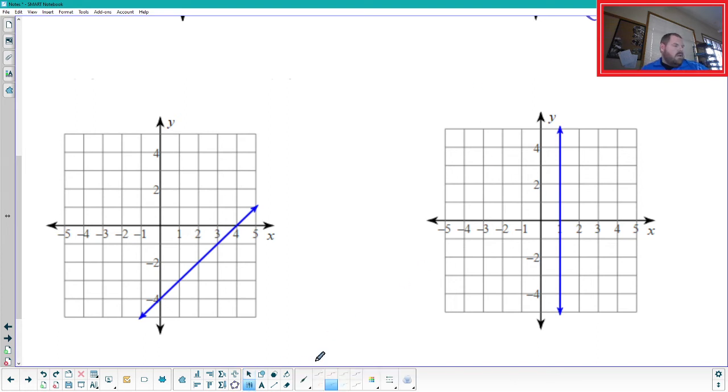So I want my y-intercept. I want to start with that. That's right here at -4. So I could even write that. My y-intercept b is at -4.